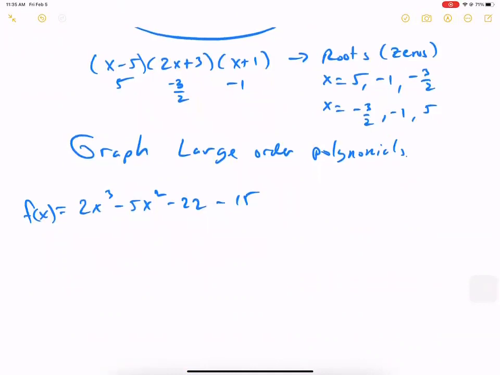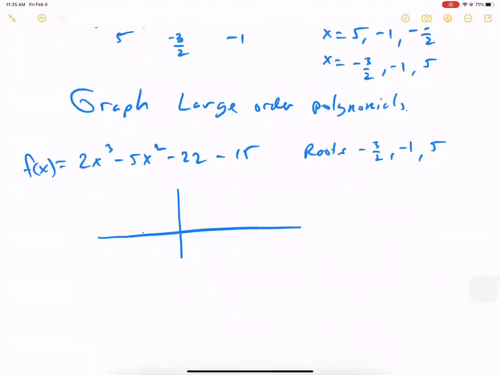We said that the roots are negative 3 over 2, negative 1, and 5. And those are all our previous skills. Now, let's actually graph it. If I give you guys a graph here. Graph the zeros. We have a zero at negative 3 over 2. Put a dot. At negative 1, put a dot. And all the way at 1, 2, 3, 4, 5, at 5, put a dot.